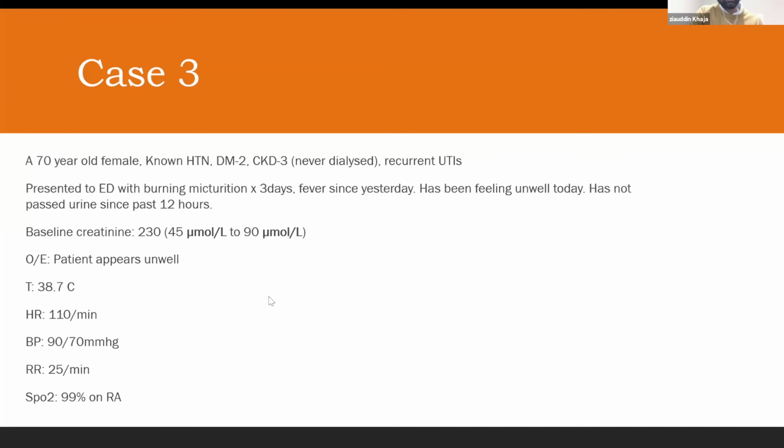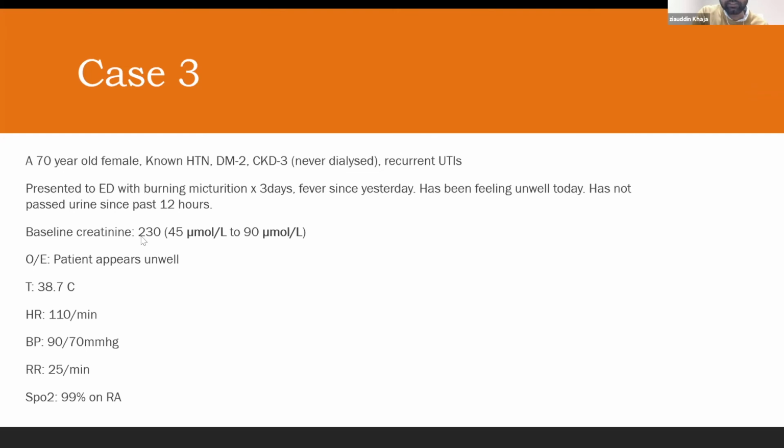Right. So this is a 70-year-old female. She's a known hypertensive, diabetic, and CKD. She was never dialyzed, and has a history of recurrent UTIs. She presented to ED with burning micturition for the past 3 days, and then fever since yesterday, and has been feeling unwell today. She has not passed urine for the past 12 hours.